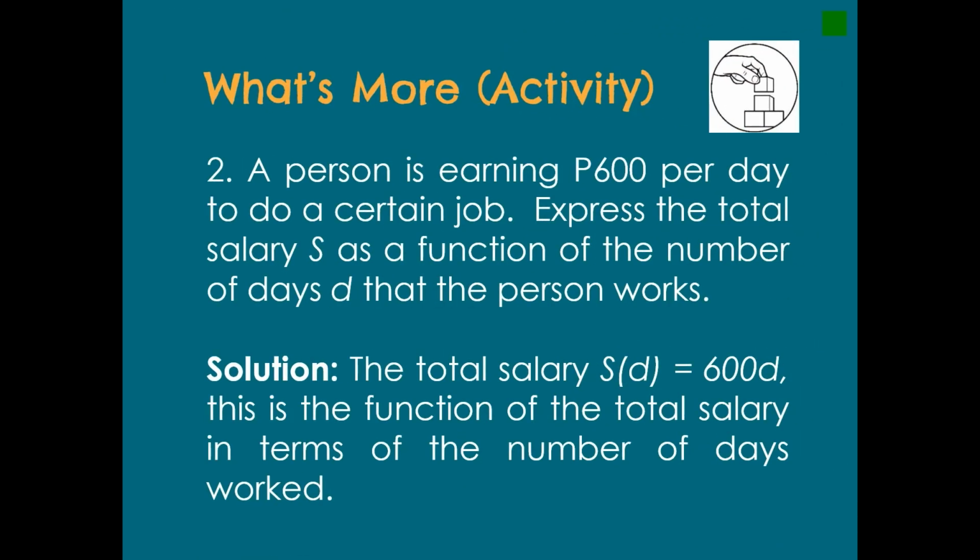Another example, a person is earning 600 per day to do a certain job. Express the total salary S as a function of the number of days D that the person works. Solution, the total salary S of D is equal to 600D. This is the function of the total salary in terms of the number of days worked.